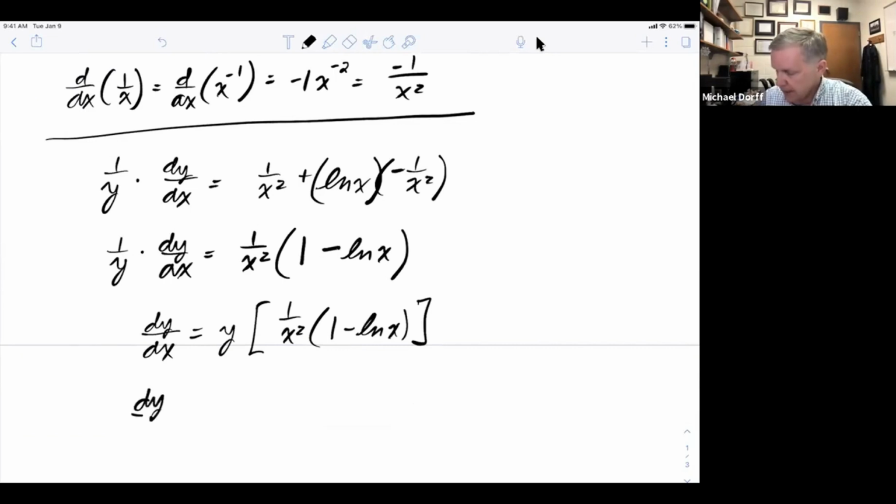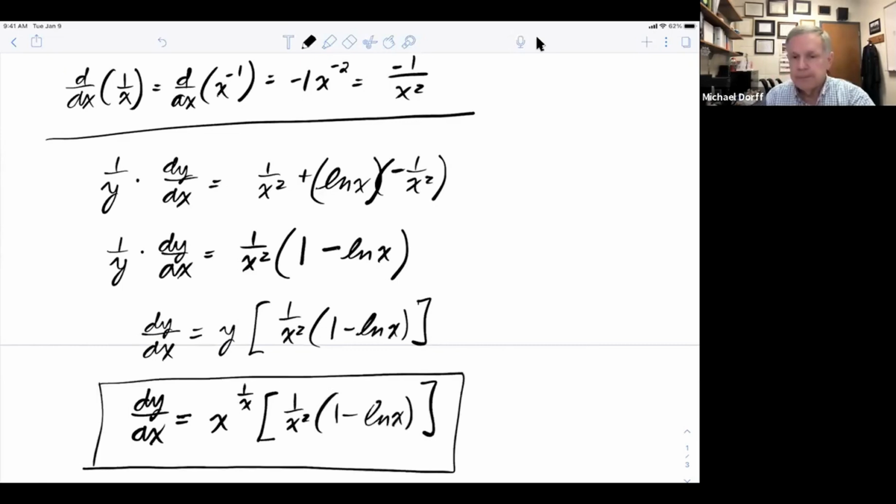And so I write dy dx. What is y? Well, if I go back to the very beginning of the problem, y was equal to x to the 1 over x power. So I write that in there for y, and then write down the rest, and I have this. And that's going to be my final answer. Hope that helps.